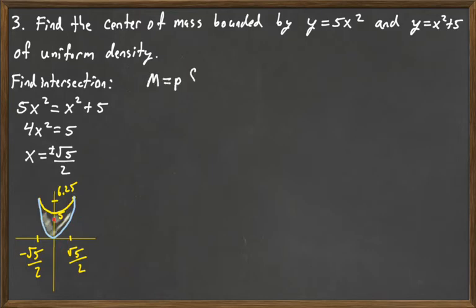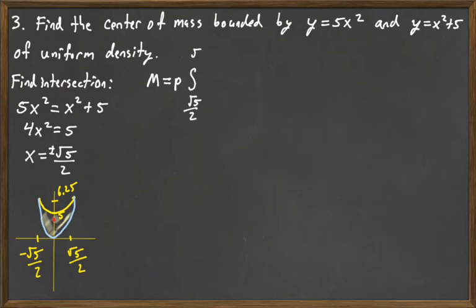So first order of business is we'll find the mass, and then maybe the center of mass is here. Maybe it's a little bit lower. But that's that point there. That's going to be where we can balance this object on a pencil tip. Okay, all right. So the mass is going to be the density times the area.